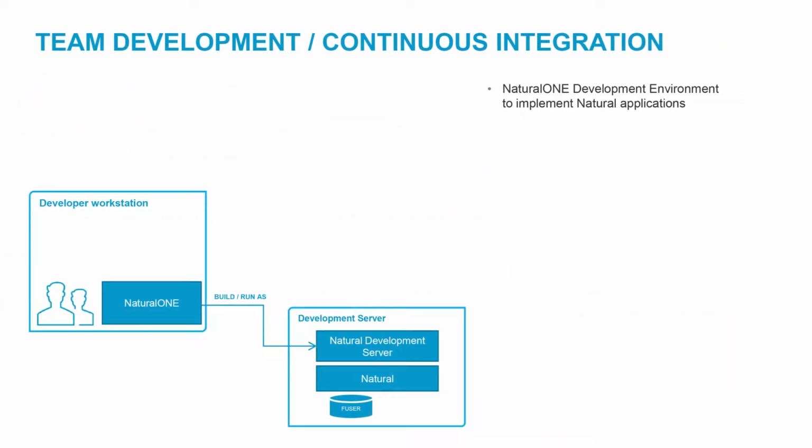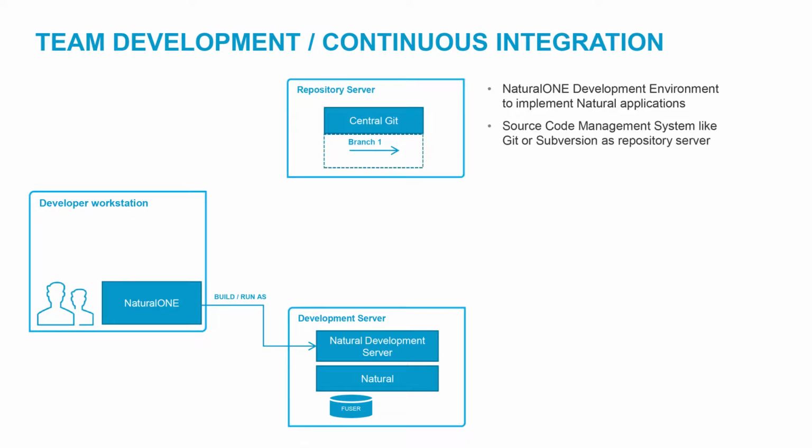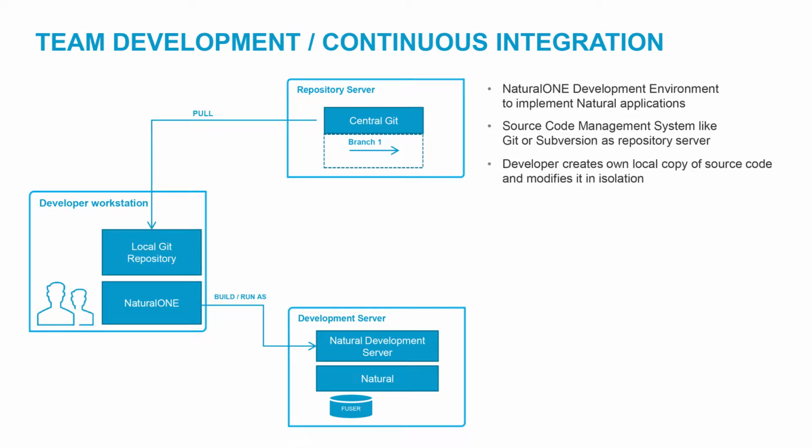The NaturalONE development environment is used to implement Natural applications. NaturalONE connects to a Natural development server to build and run an application. A source code management system like Git or Subversion is used as the repository server. Developers create a local copy of the source code, which they modify in isolation.